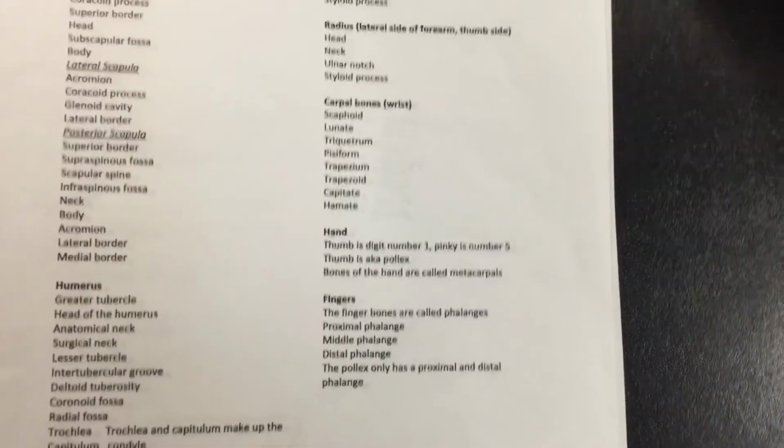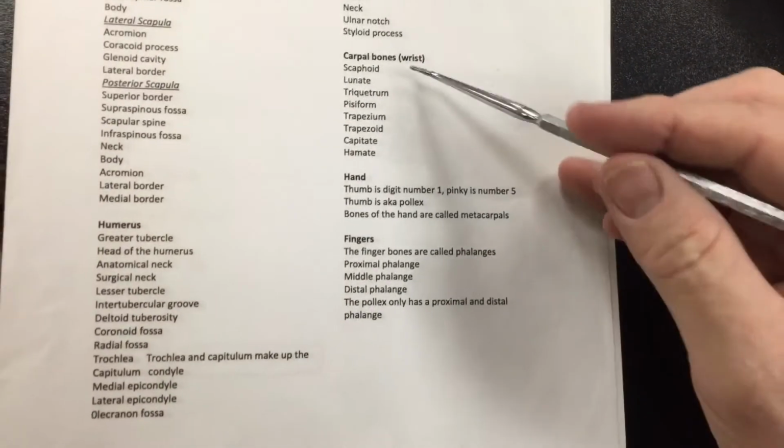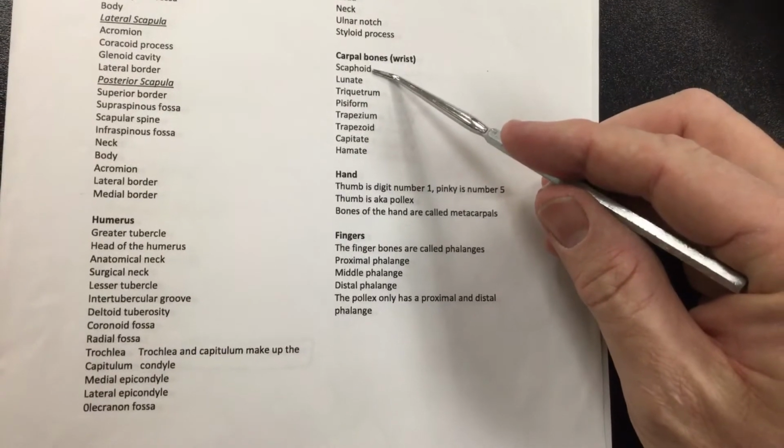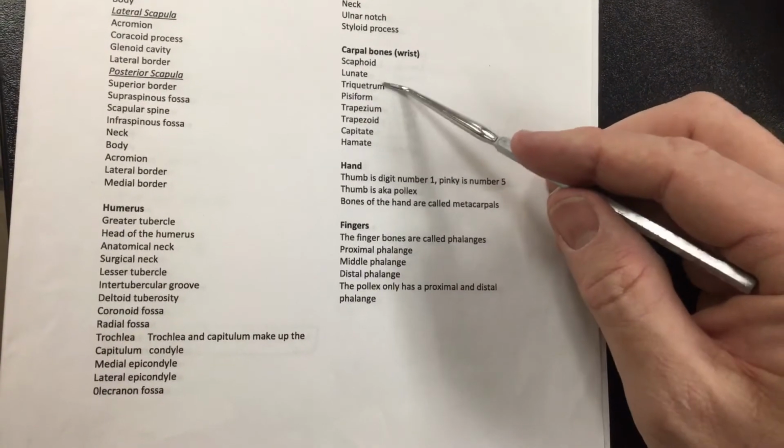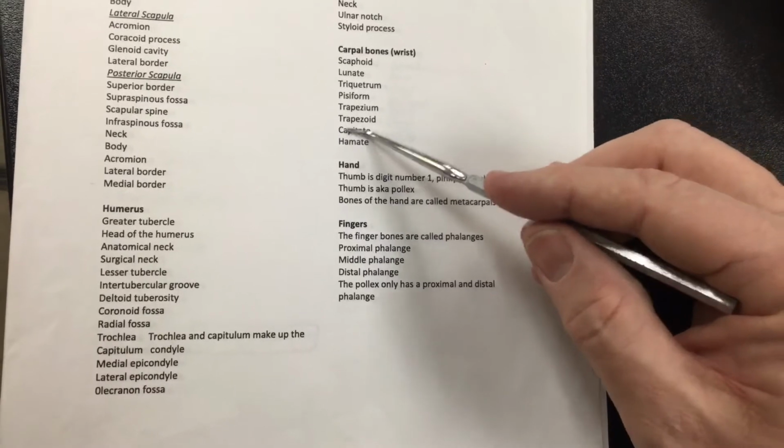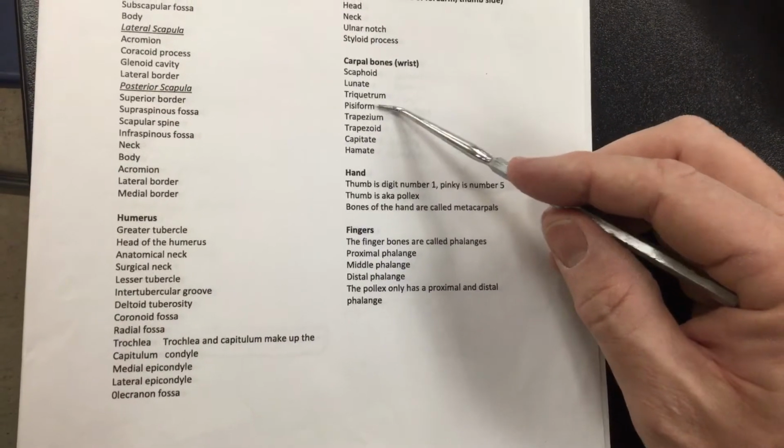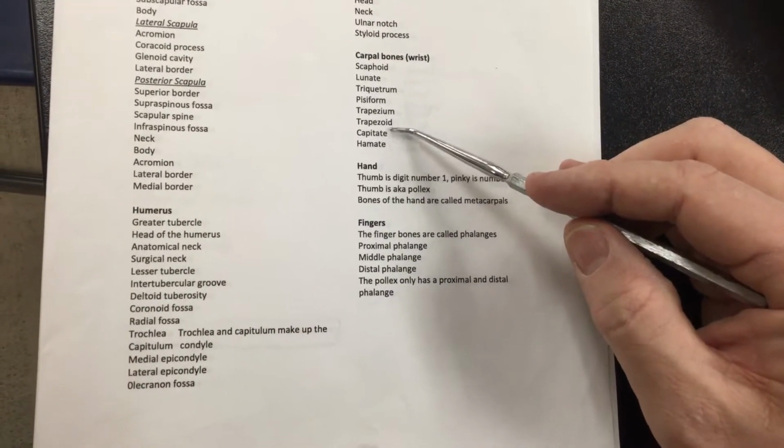All right, so we are going to be going over the carpal bones, and these are the bones we'll be going over in order: scaphoid, lunate, triquetrium, the pisiform, trapezium, trapezoid, capitate, and hamate.